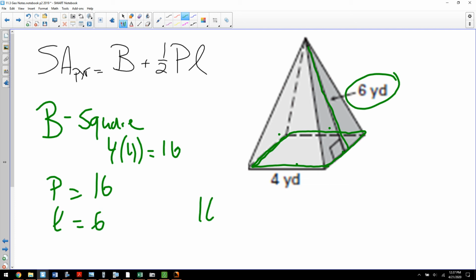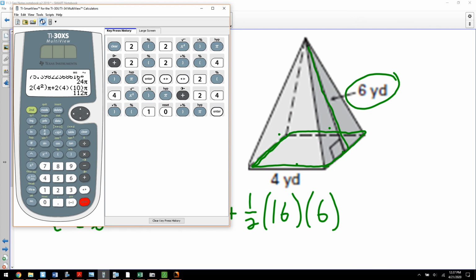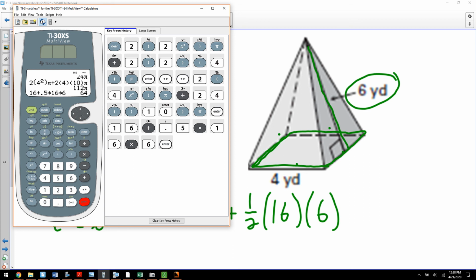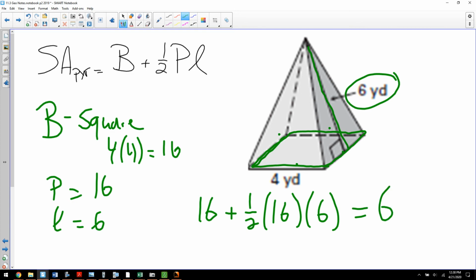So we put it all together. Big B was 16 plus 1/2 the perimeter of 16 times 6. From there we just type it all in. So we have 16 plus 1/2, I'll just use 0.5, it's just as quick, times 16 times 6. And there's our 64, and in this case it was yards squared. Okay? Another example then.